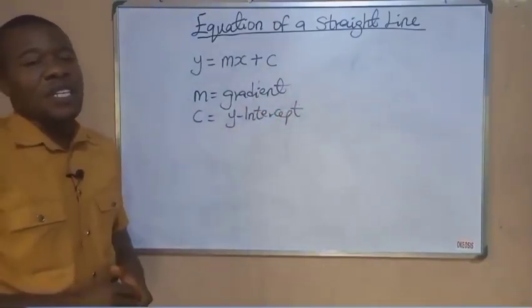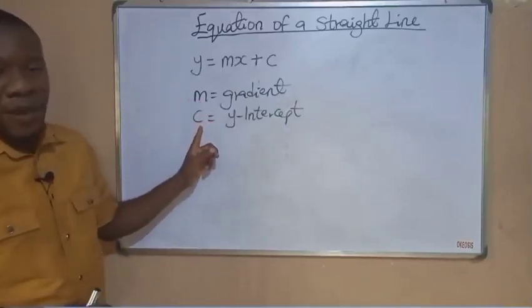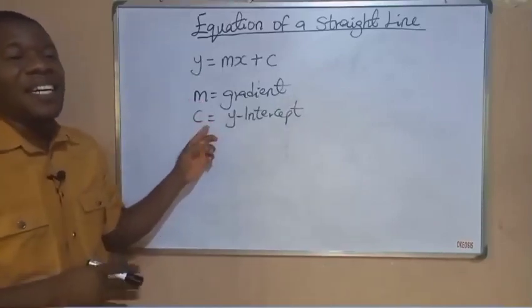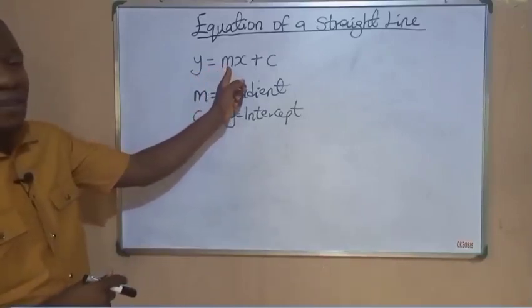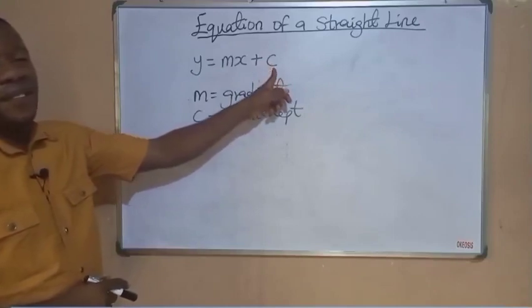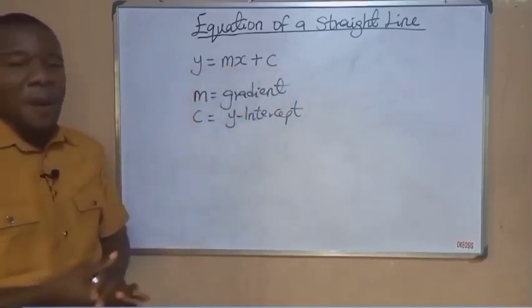So this means that whenever we have the gradient of a straight line, and then we have the y-intercept of that straight line, we can form the equation of the straight line just by putting in the value of m here, and then putting in the value of c here. That connects the two variable points.